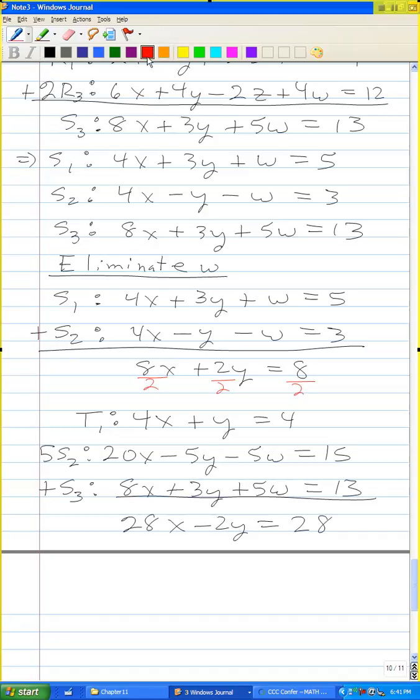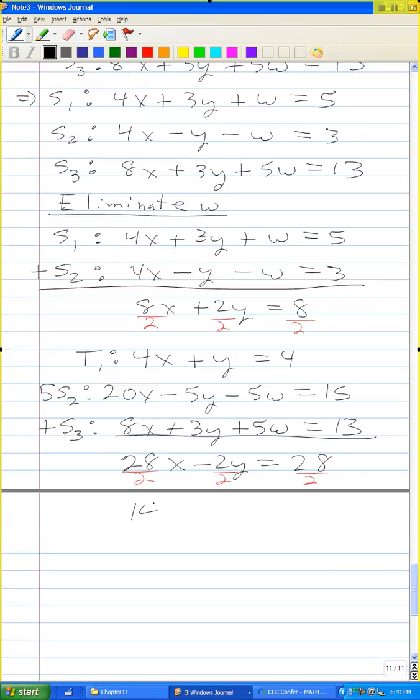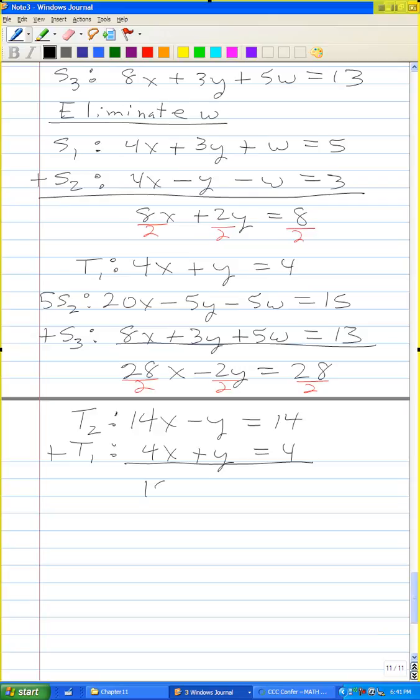Divide by 2. And so now I get 14x minus y equals 14. So let's call that T2. Notice if I add T1 plus T2, the y's are going to cancel. And so I get 18x equals 18. Divide by 18. So x is equal to 1.